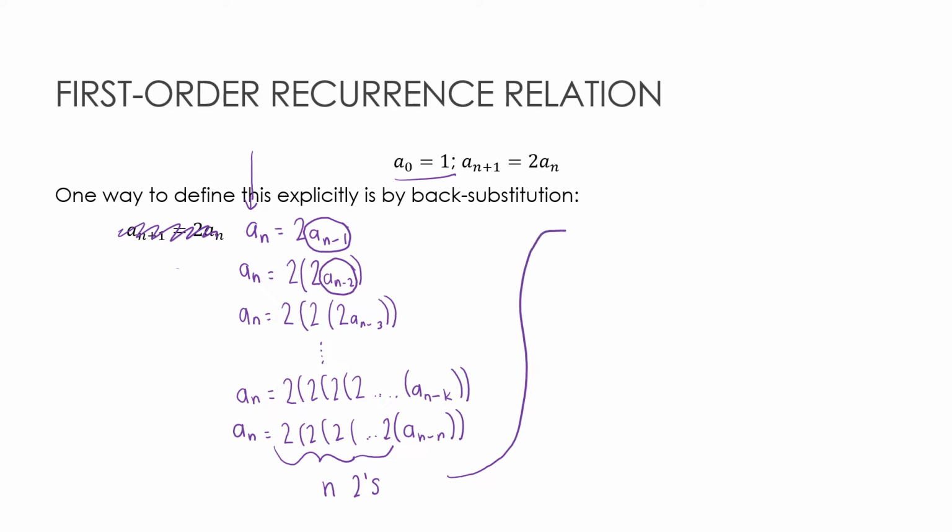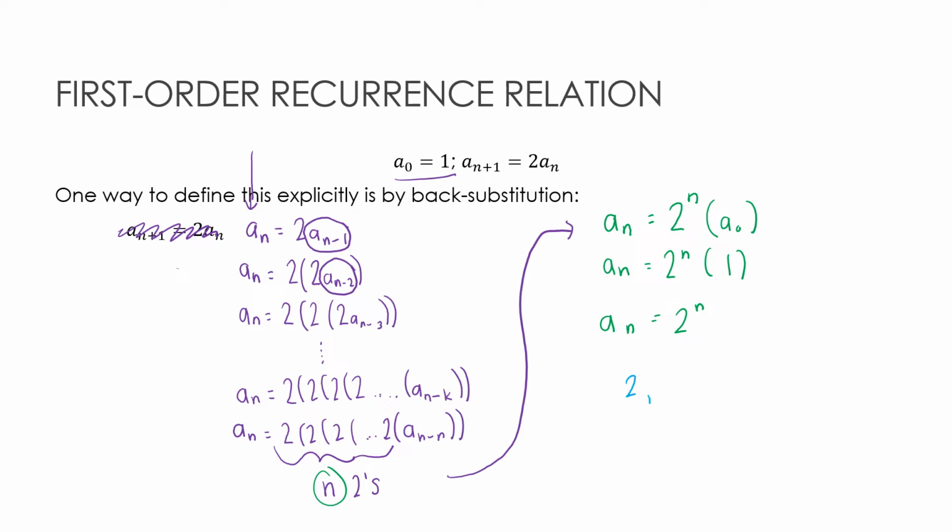Well, let's go ahead and take all of those 2s and consolidate them. So really, I can write that a n is equal to 2 to the n, because I have n 2s, times a to the n minus n, which is a to the 0. Now, in this case, I know what a to 0 is. A to 0 is 1. So really, what I've done is I've found that I can find any value in my sequence by taking 2 to that power. So let's remember what our original sequence was.